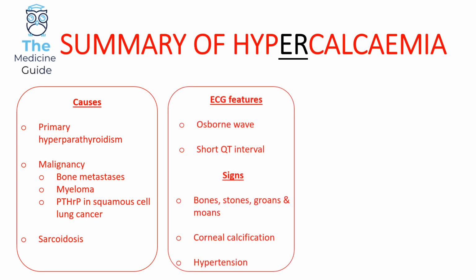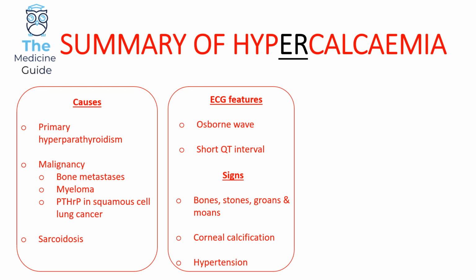Features of hypercalcemia on an ECG involve a short QT interval and an Osborne wave. Like I said previously, an Osborne wave is found in other pathologies too, so just be cautious of that. And short QT interval is a very classic sign of hypercalcemia. And in terms of signs, this is something that you should know very well. There's a mnemonic known as bones, stones, groans, and moans. So let's go through this one by one.